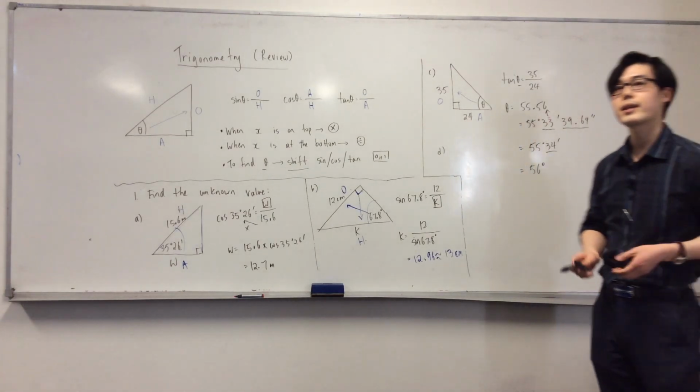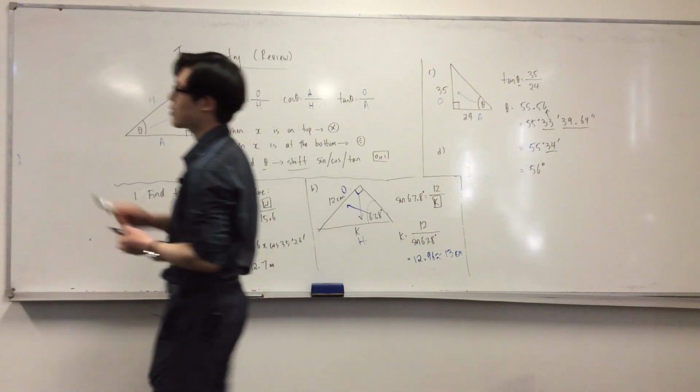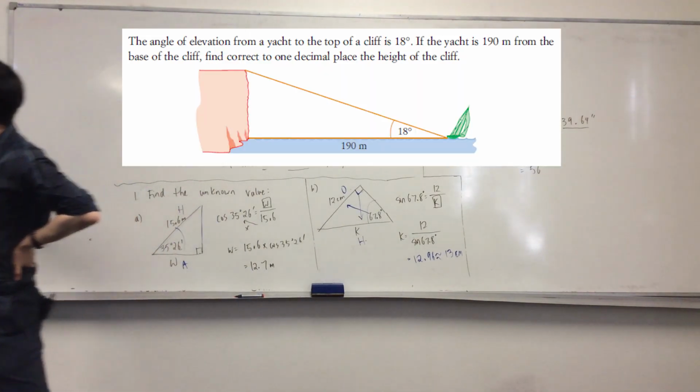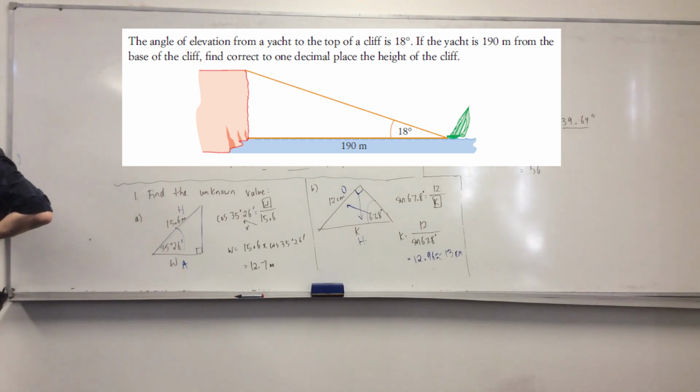Now, we also need to be able to solve worded problems. Have a look at the example over here. The angle of elevation from a yacht. Yeah, so from the yacht, girls, angle of elevation is when you look up at something, okay? It's the angle it makes when you look up at something. In this case, to the top of a cliff is 18 degrees. If the yacht is 190 meters from the base, girls, remember the key word is base.